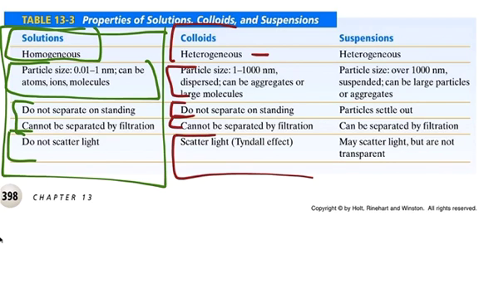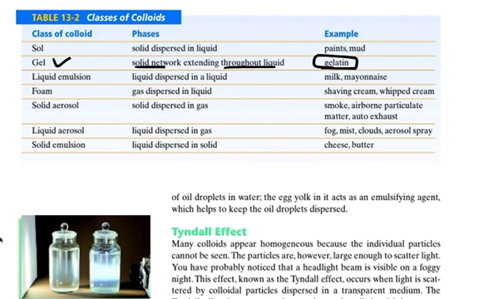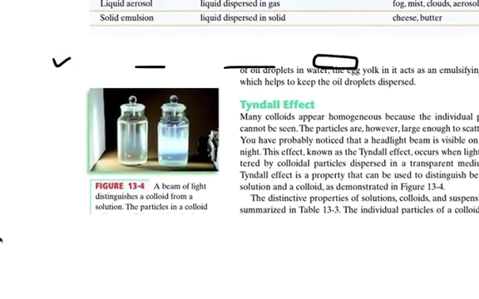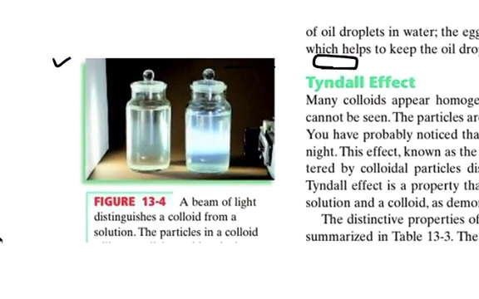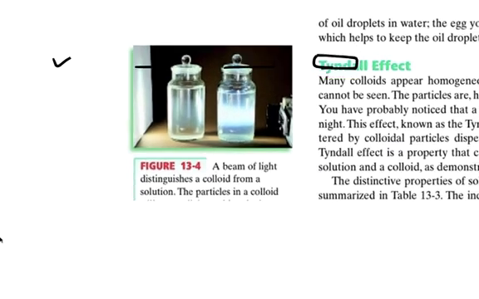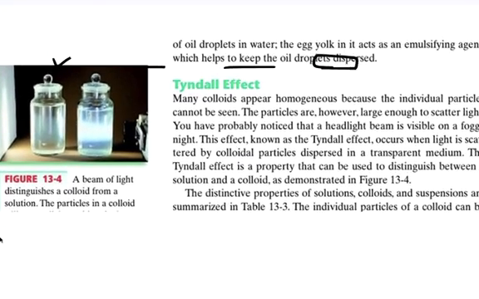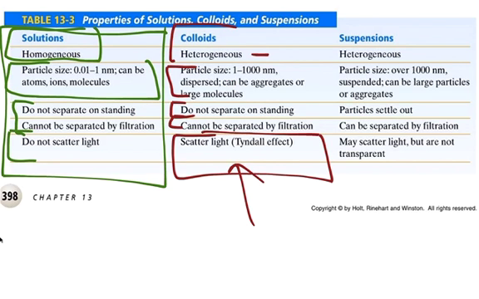But here's maybe the big difference. They will scatter light. So if we look down here, this is called the Tyndall effect: if we shine a beam of light through a colloid, it will scatter that light, and it will look murky, I guess. And seeing that the light is scattered, it doesn't pass straight through like it would a glass of water or a glass of salt water, any type of solution.